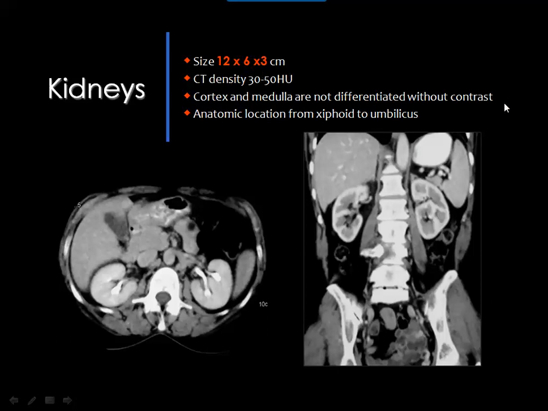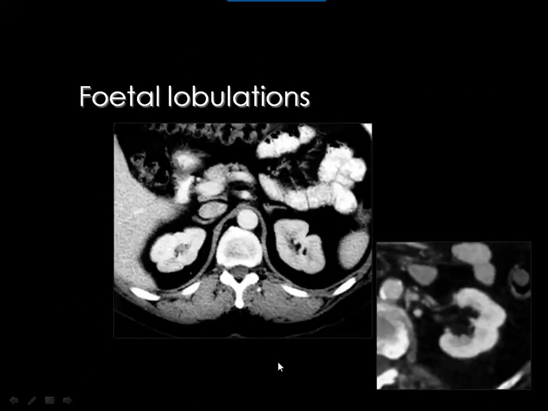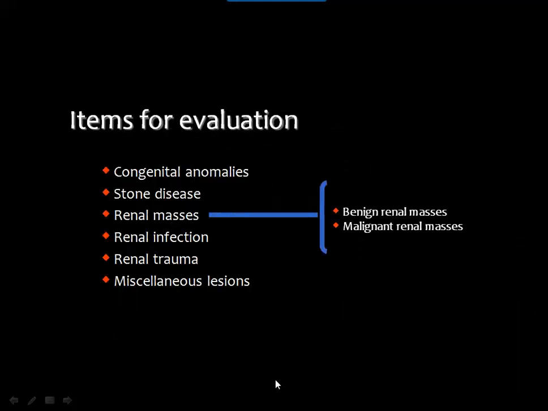And you have the cortex and the medulla, which are not differentiated without the injection of contrast media, particularly in the corticomedullary phase. Sometimes you get a lobulated appearance of the contour of the kidney, and this is known as fetal lobulation, which is a normal variant and should be carefully differentiated from chronic pyelonephritic kidney, as I will mention after that.